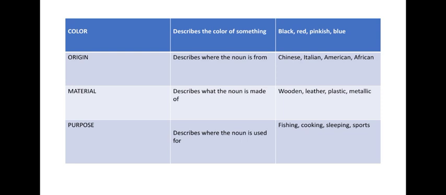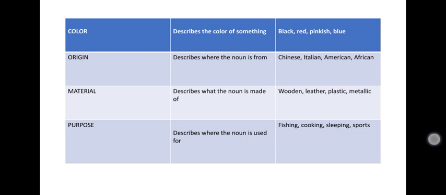Now, the last one we have is purpose. It describes what the noun is used for. For example, fishing, cooking, sleeping, sports. Okay, so these are examples for purpose.